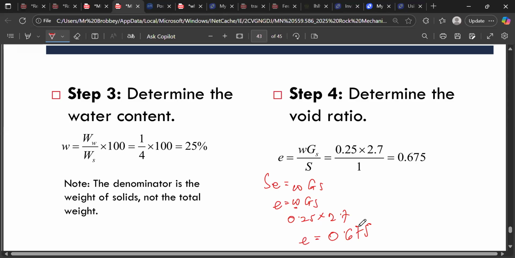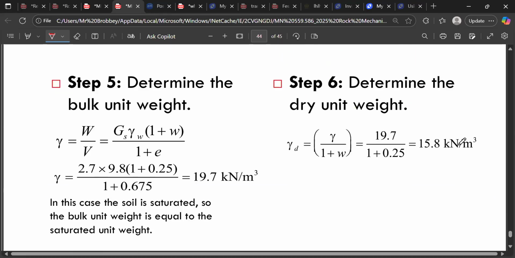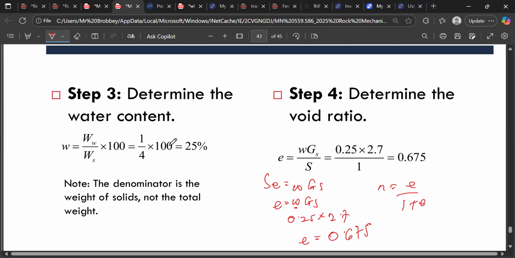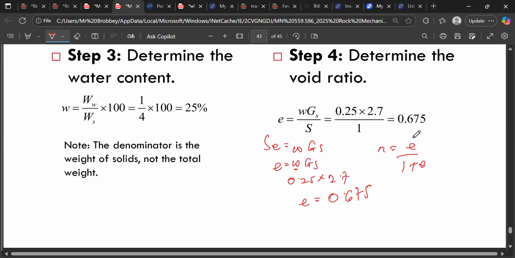Now that I have my void ratio, I can have my porosity, which says that N is equal to E over 1 plus E, and then I can have my porosity too, right? So with that, okay, having this guy here.